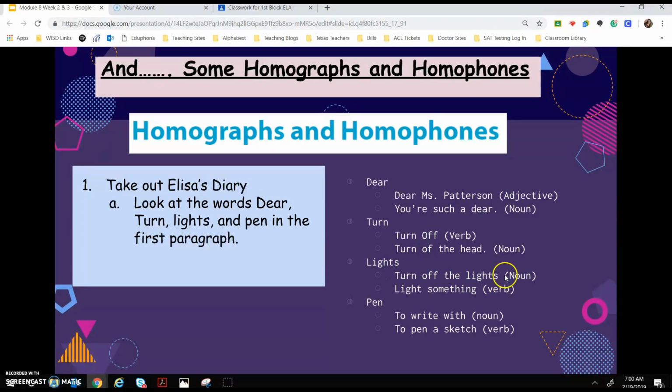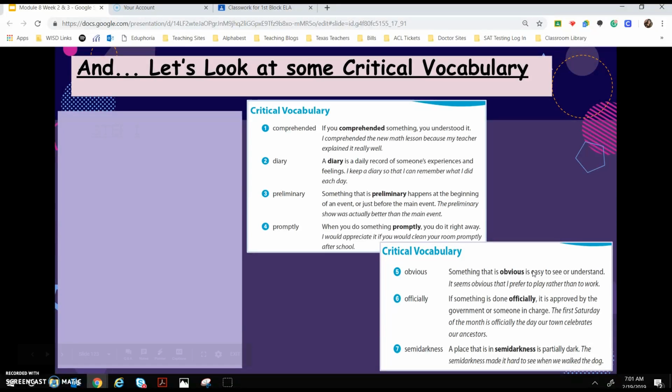Lights, turn off the lights, noun. Light something, verb. So you're turning off the lights, that's the noun. But here you're lighting something, that's a verb. Pen, to write with, noun. To pen a sketch, verb. So this is to write with a pen, noun. To pen a sketch, verb. So all of these are, you guessed it, homographs. All right, let's go into our critical vocab now.